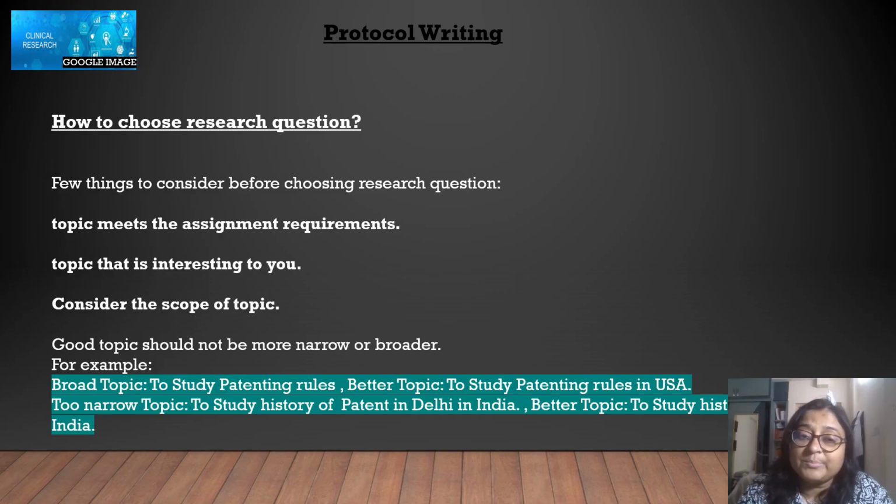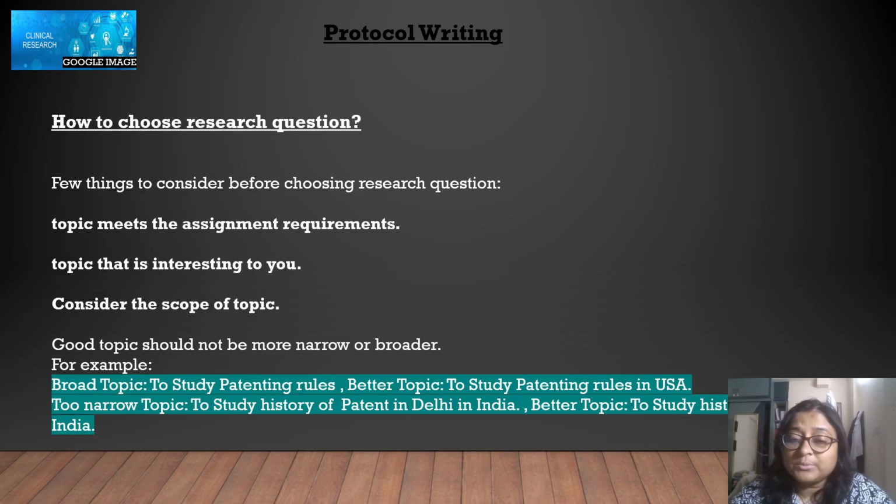Then next is a topic that is interesting to you also. If an assignment is given to you, obviously you can't change the assignment if it is part of your project. But when you are writing the research question, you should write it in such a way that it is interesting for you, so that you are not bored at the end or in the middle of your research. Then consider the scope of the topic. Does your topic have some scope, some future scope? Is your topic giving some benefits to society or not? This should also be considered.